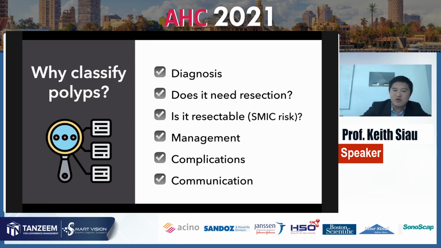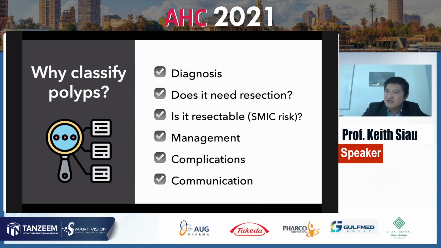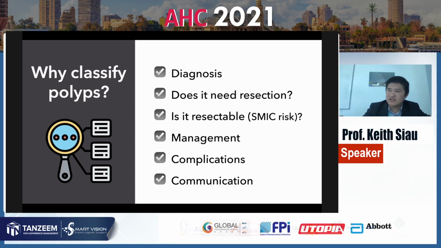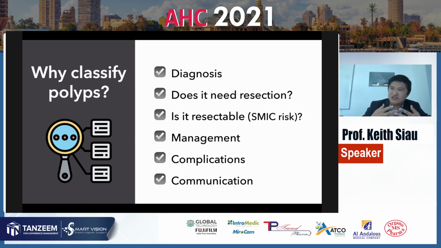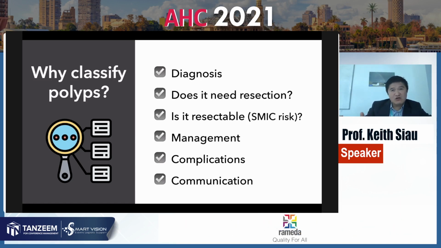So why classify polyps? Because we need to know what we're looking at. The eye can only see what your brain recognizes. The first thing you do when you see a polyp is think, is it normal? Is it a hyperplastic polyp that can be left in, or do I need to do something about it? Does it need resection? And then thirdly, is it actually resectable? Because if it's too invasive or too large, it may not be something that you want to tackle straight away.